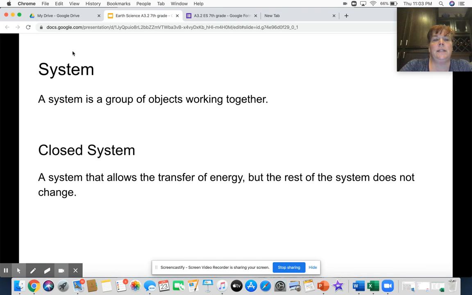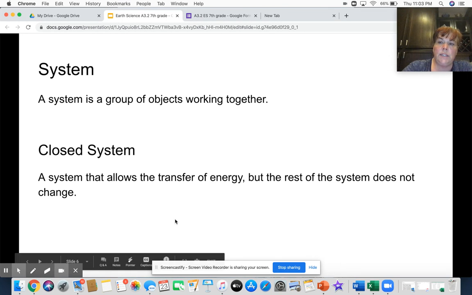So now let's look at the next part. We've got a system. A system is a group of objects that are working together. We talked about this in chemistry, and we're going to add something to this. A closed system is a system that allows the transfer of energy, but the rest of the system does not change. So you're going to see some examples of this in our video today.